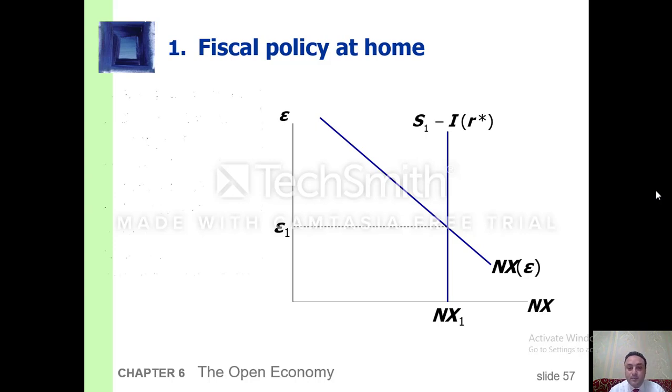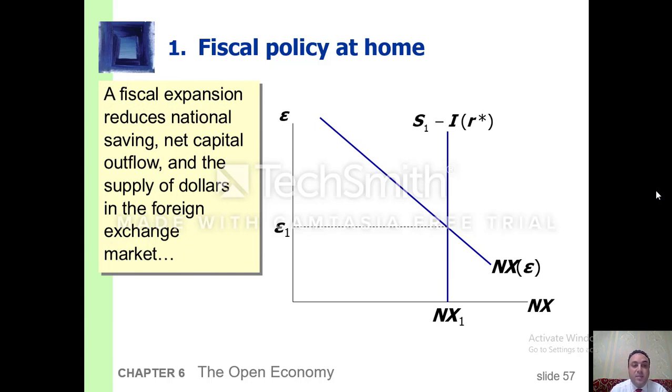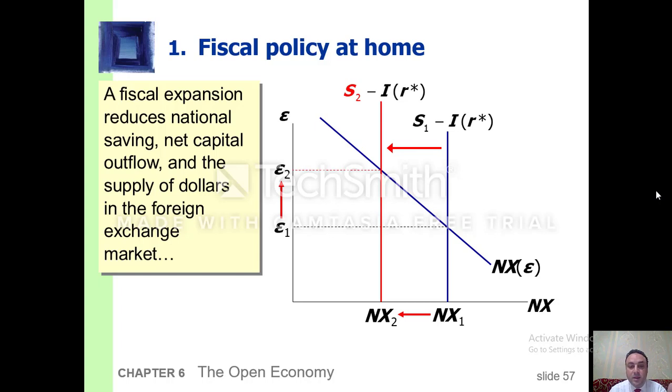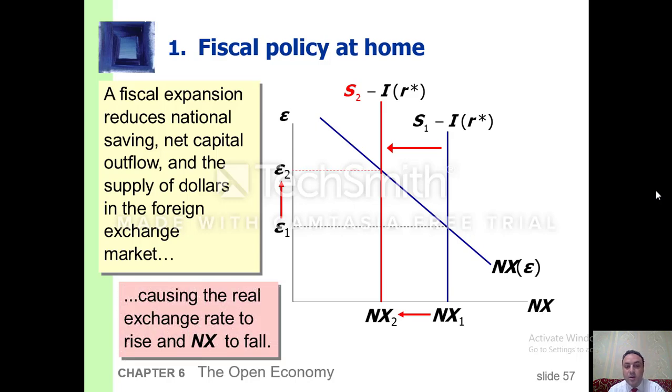What happens when we have a fiscal expansion, like an increase in government spending or a decrease in taxes? That reduces the national savings, because spending increases and taxes decrease, so the savings will be reduced. So the net capital outflow and the supply of dollars in the foreign exchange markets will also reduce, causing, as we can see here, the real exchange rate to rise and the net exports to fall.